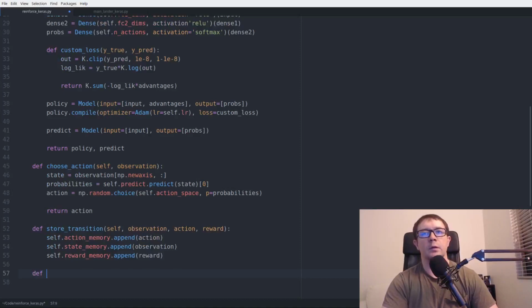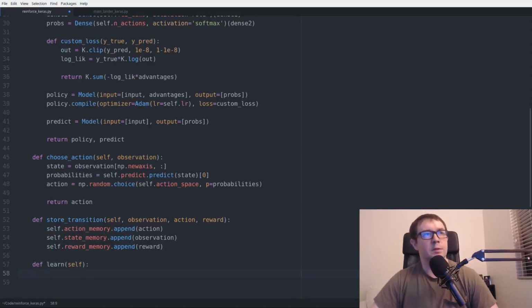Very straightforward. Now we come down to the learning function, and this is where all of the magic happens. So what we're going to do here is we are going to iterate over our memory of the episode and calculate the returns that follow each time step. Those returns tell us the advantages or the weights to weight our log likelihood probabilities in our cost function. The reason we do that is because we want to tilt the probabilities in the direction of the actions that give us the most advantageous actions. Makes sense, right? So let's do this.